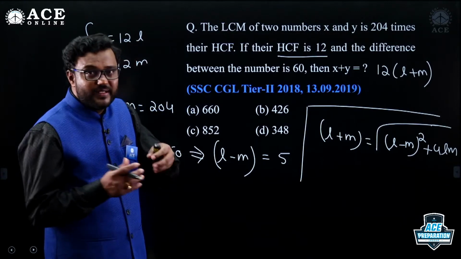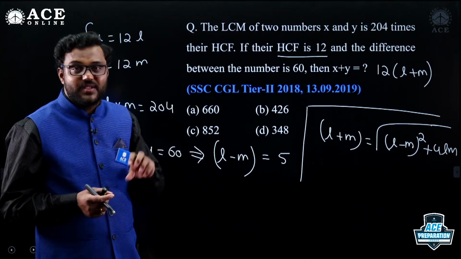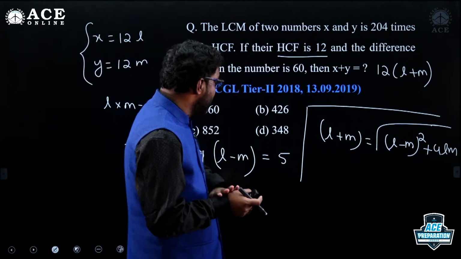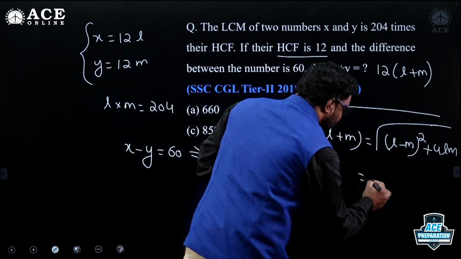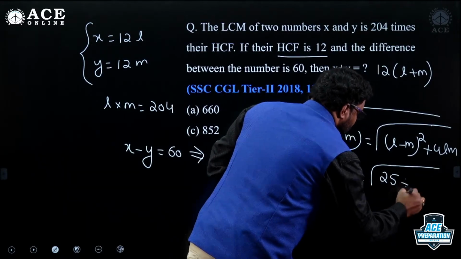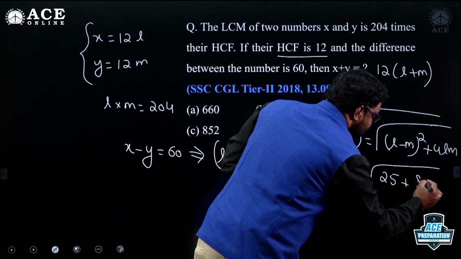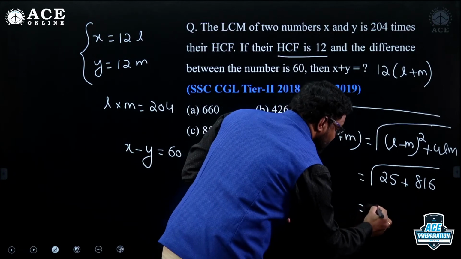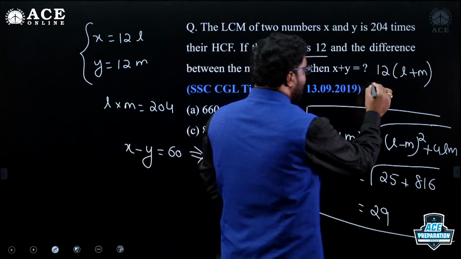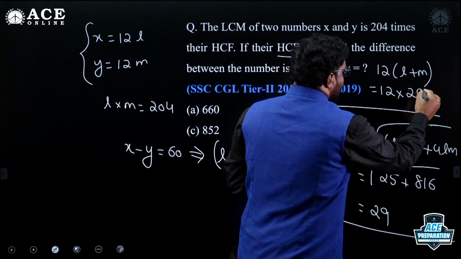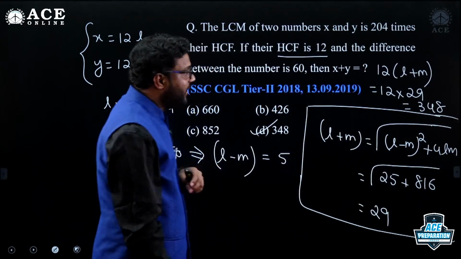Sometimes you should save time. How can you save time? You can think about how to write that 204 as a product of two numbers. Or else, if you do it like this, what will happen? L minus M whole square is 5 square, 25. Plus 4 into L into M. L into M is 204 already. 4 times that gives 816. This is root 841, which is 29. L plus M is 29. So I can say 12 into 29, which is 348. My answer is completed. But this is not the method we recommend in the exam.